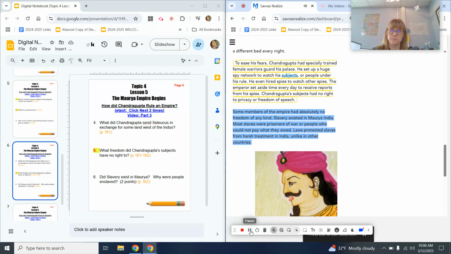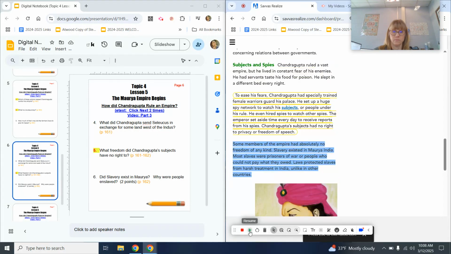Chandragupta's subjects had no right to privacy or freedom of speech. Some members of the empire had absolutely no freedom of any kind. Slavery existed in Maurya, India. Most slaves were prisoners of war or people who could not pay what they owed. Laws protected slaves from harsh treatment in India, unlike in other countries.